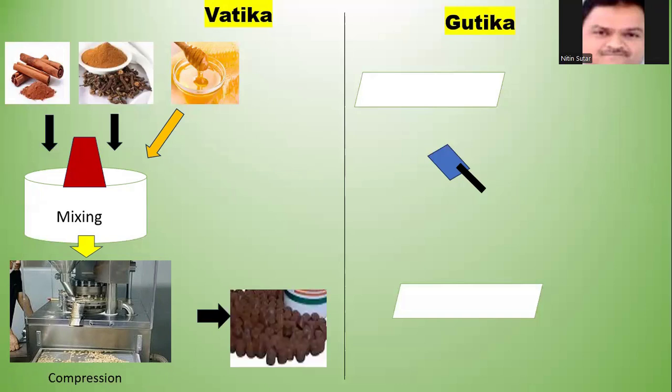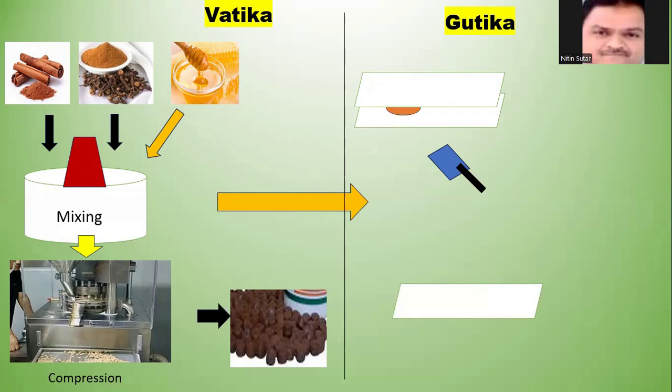The remaining process is the same, where the drugs are cinnamon, clove, and then honey. The mixing process is the same, till the mixing is the same. What is the mixture you are getting? That mixture you have to pass through to prepare a pencil-like structure. You have to roll that particular mixture. You have to pass that particular mixture into the two slides.